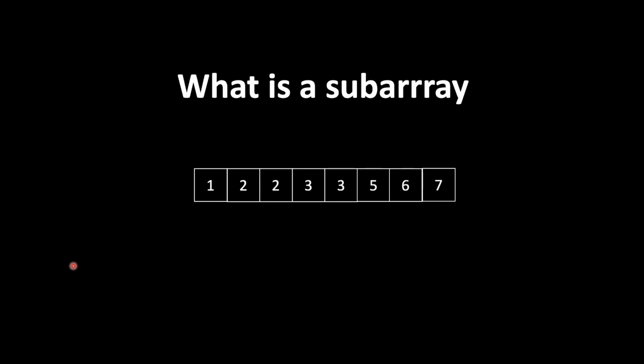Let's take this as an array and we need to take a subarray. So what is a subarray? A subarray is a contiguous part of the array. What does that mean? It means that if we take this element as the starting element and this as the ending element, we need to take all these elements. We cannot skip any element between that.